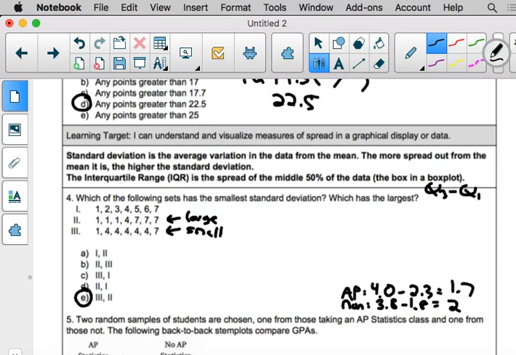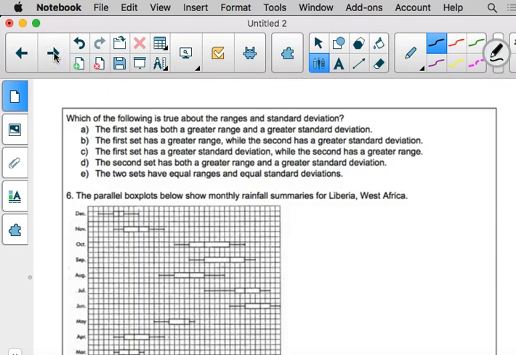So first off, it looks like the non-AP students have a larger range. Something else to note: the AP students have kind of a symmetric shape, where the non-AP students are skewed. Skewness typically adds to the standard deviation. Something that is skewed is likely to have a slightly larger standard deviation than something that is not skewed. So in this case, I would argue that the non-AP students, that second data set, is greater for both because of the skewness we're seeing in the data.